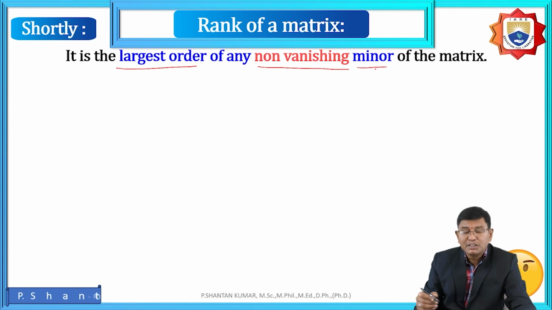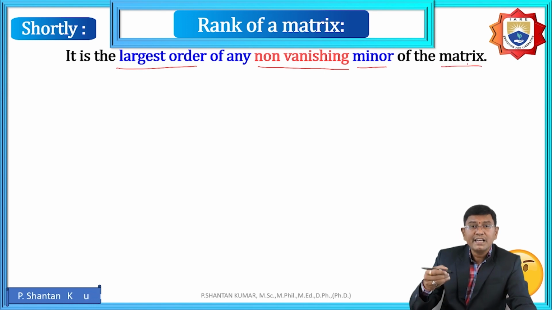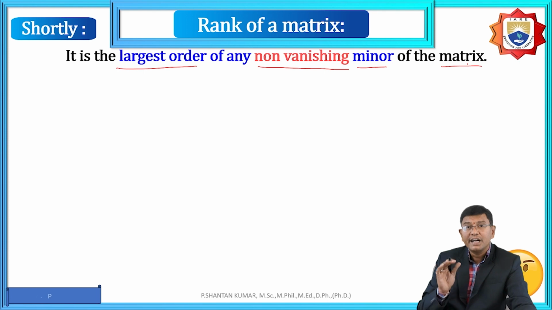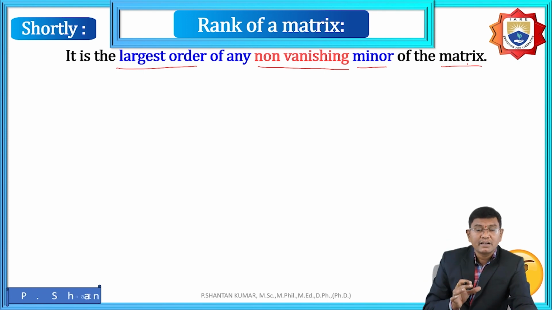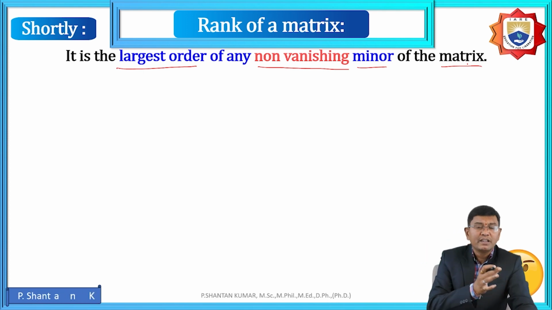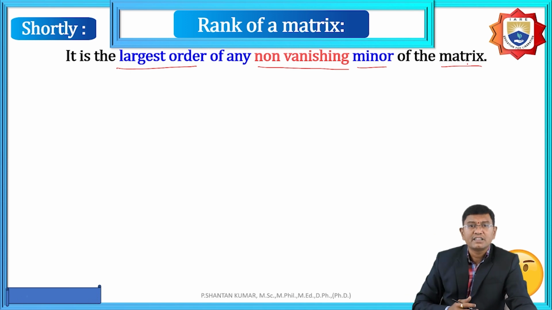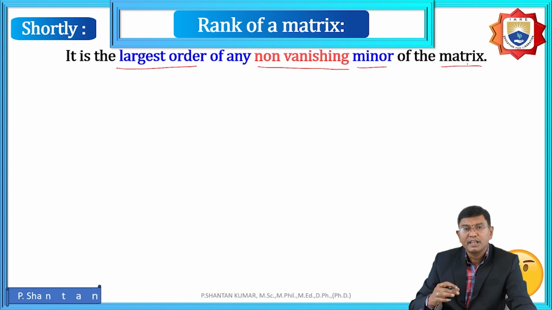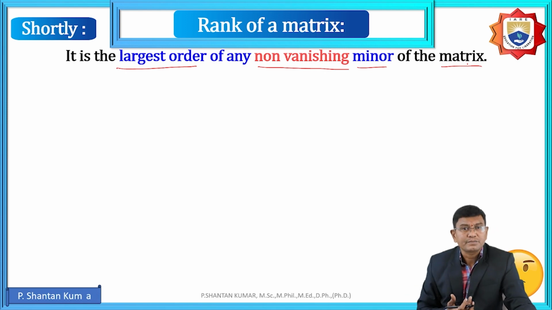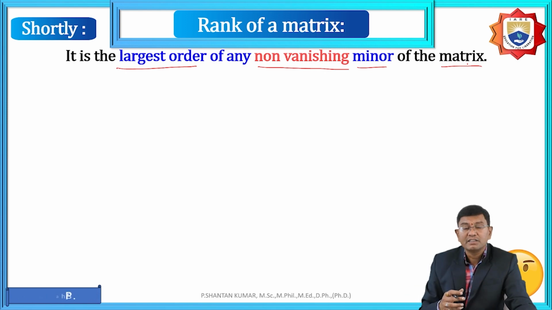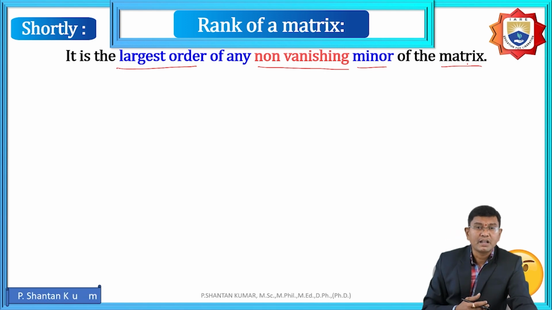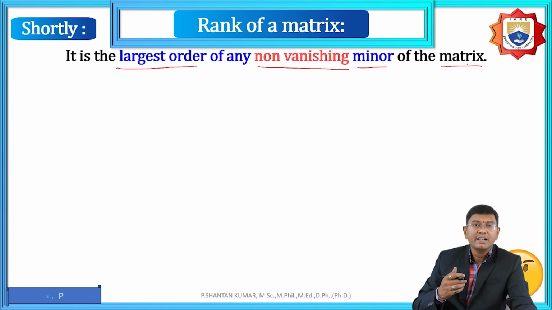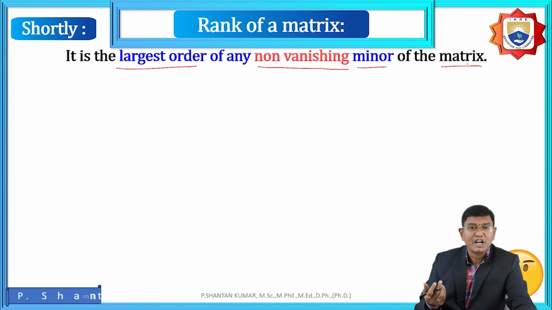Based upon this statement, in any given matrix, we need to identify the maximum order whose determinant is not equal to 0, that is satisfied. And if that is satisfied, that condition is called the rank of a matrix. This is, within a single statement, the definition of the rank of a matrix. That means it is the largest order of any non-vanishing minor of a matrix.